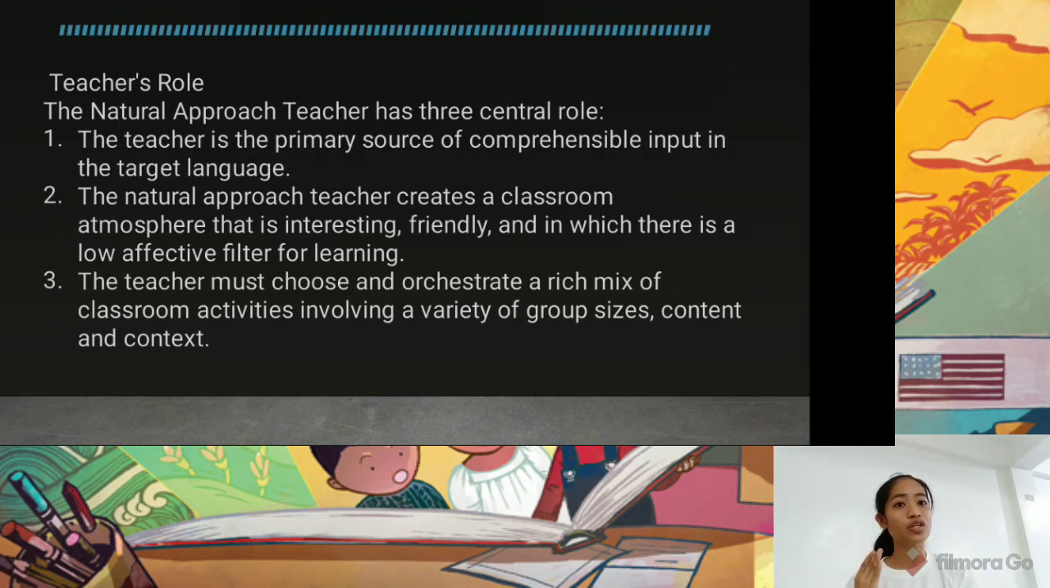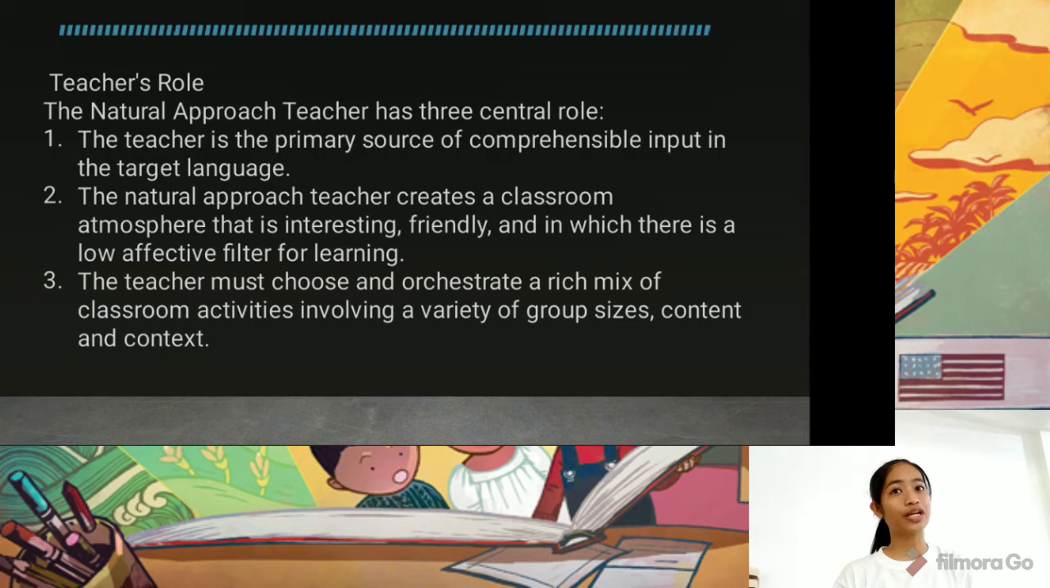In this role, the teacher is required to generate a constant flow of language while providing a multiplicity of non-linguistic clues to assist students in interpreting input. The natural approach demands a much more center stage role for the teacher than do many contemporary communicative methods. Next, the natural approach teacher creates a classroom atmosphere that is interesting, friendly, and in which there is a low affective filter for learning. Meaning, as a teacher, we must encourage our students to practice and try until they achieve their goals. We must maintain the motivation within our students until they achieve the goals that they want to achieve.